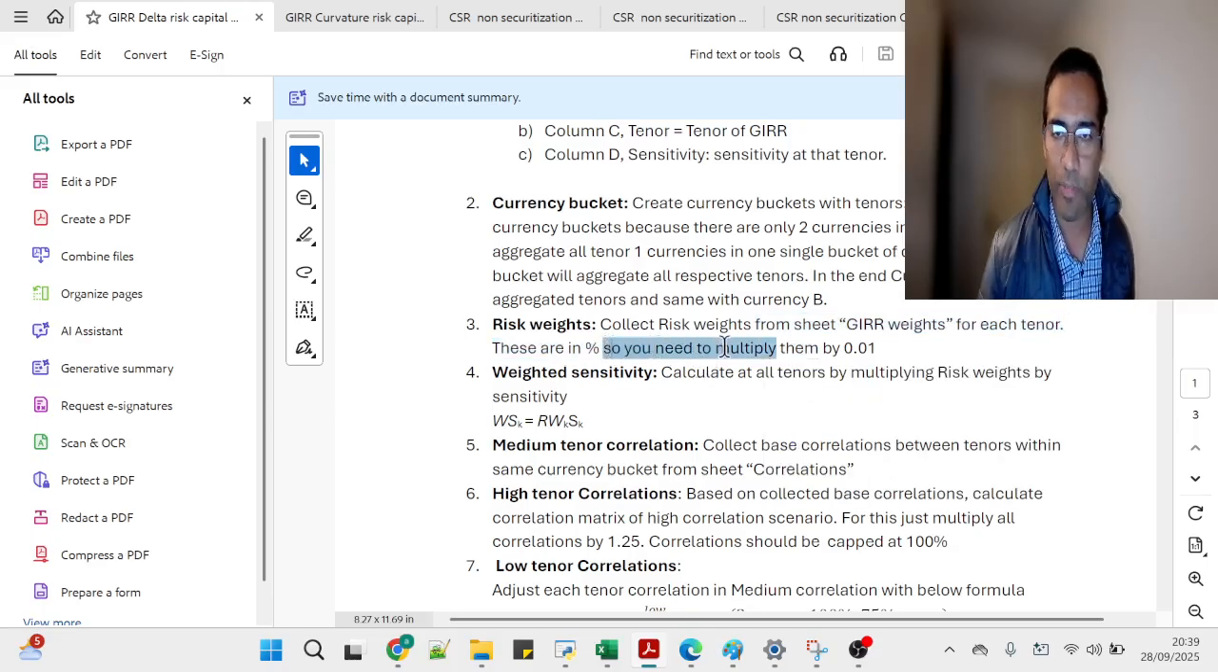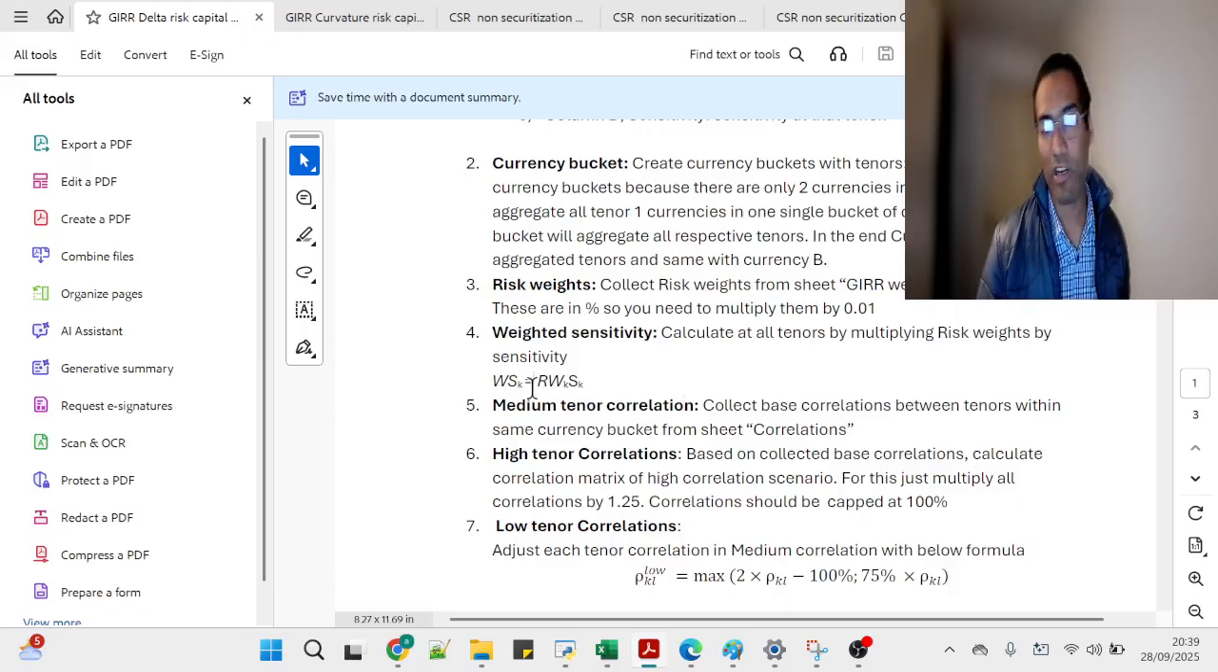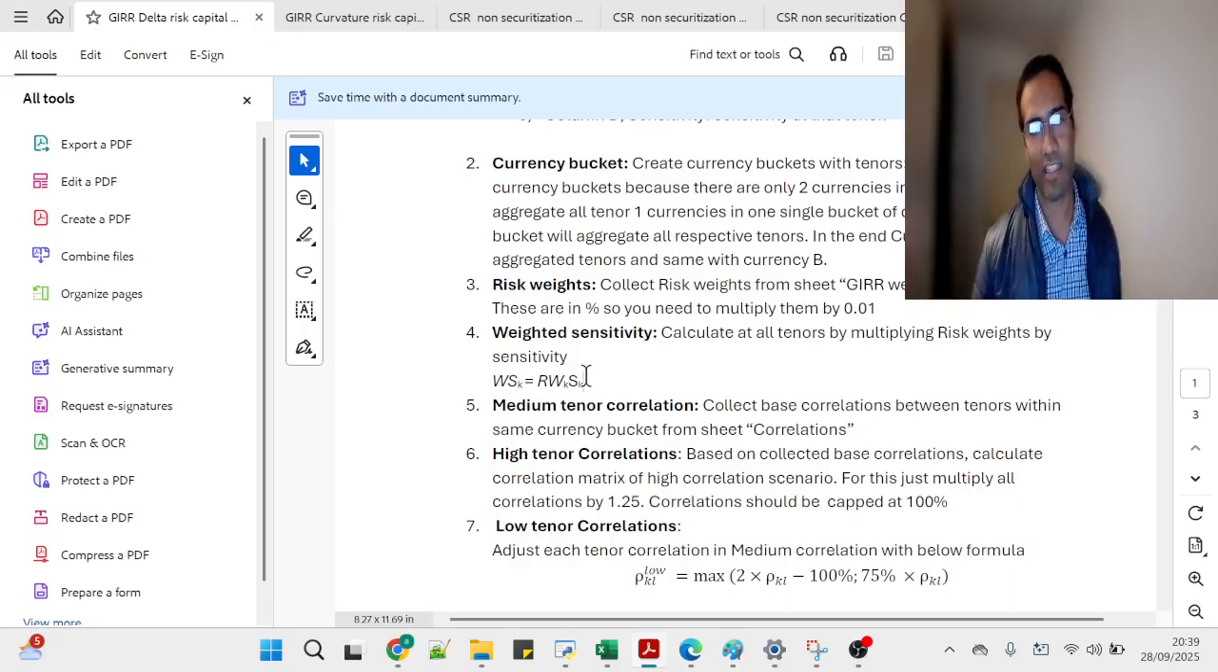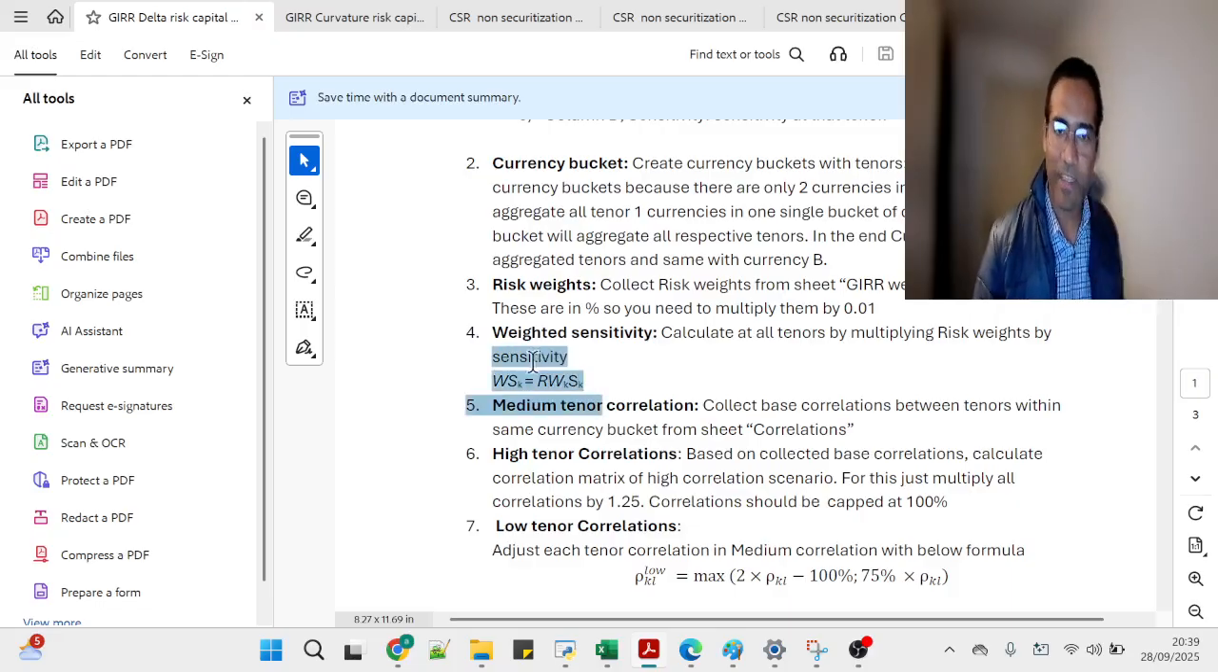I used percent, so you have to multiply by 0.01. Then how do you calculate weighted sensitivity? For each tenor you get one sensitivity, and multiplied with the risk weight, you get the weighted sensitivity. Quite awesome. Weighted sensitivity, just like Basel 2.